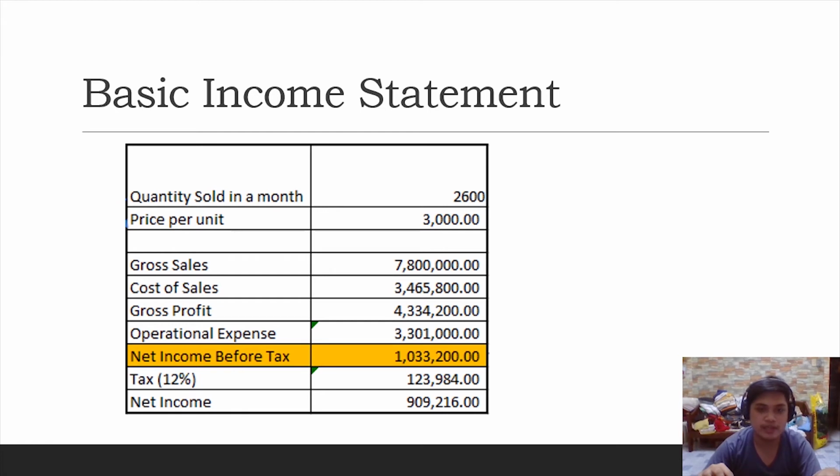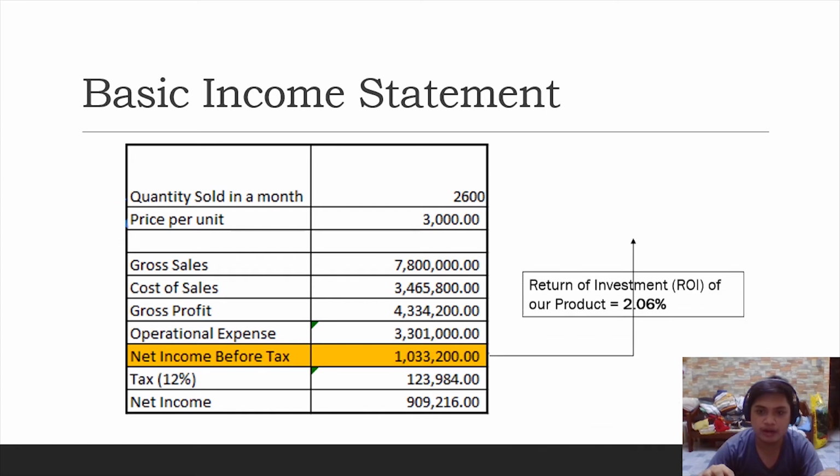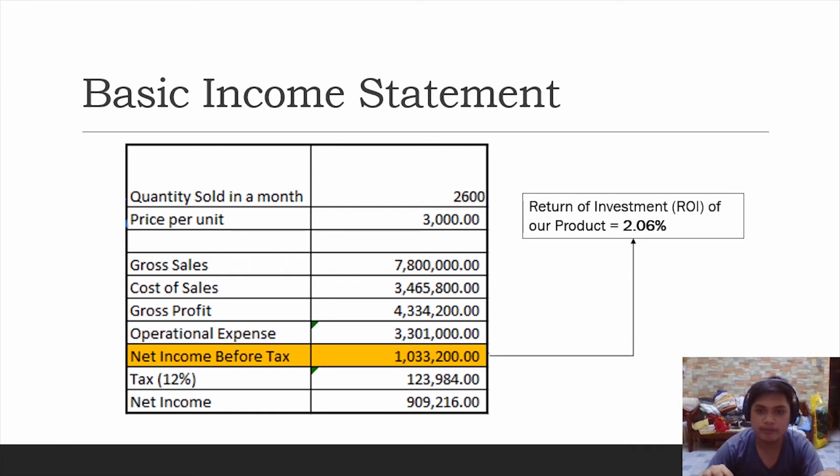Gross profit would be the gross sales minus the cost of sales, and it would equate to 4,334,200. The operational expense, which is linked in the last slide, equates to 3,301,000. So the net income before tax would be the gross profit minus operating expenses. This is equal to 1,033,200. This net income before tax is where the investor would see if they want to invest in the company or not, with the use of the ROI. So the ROI, or return on investment, for our product would be 2.06%.